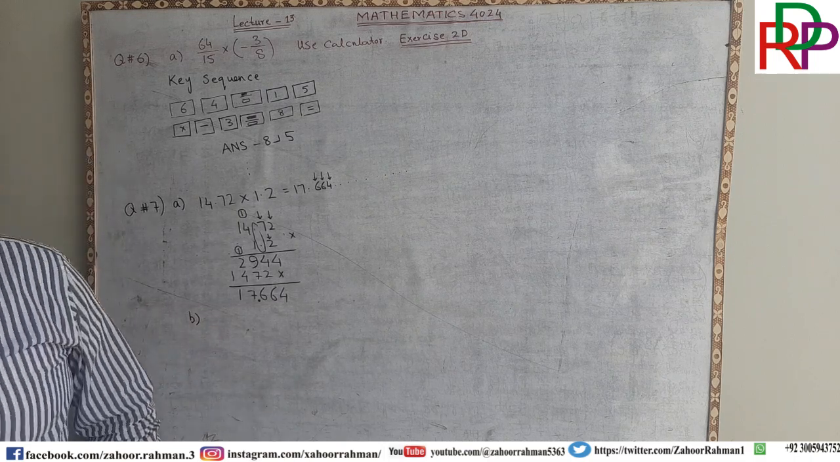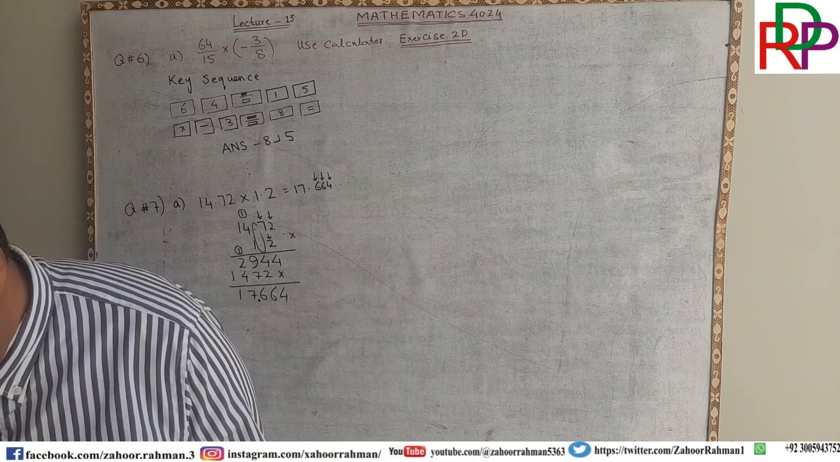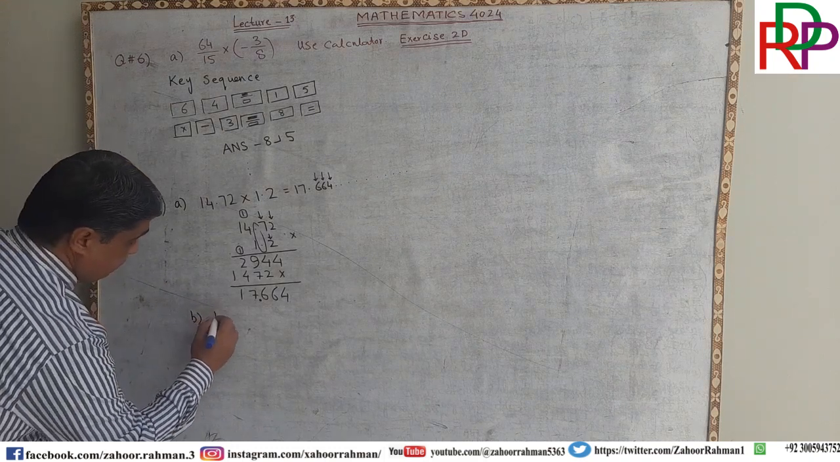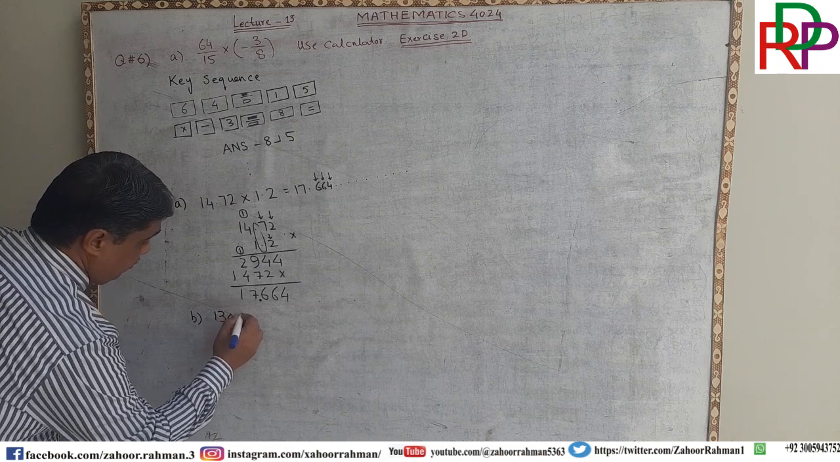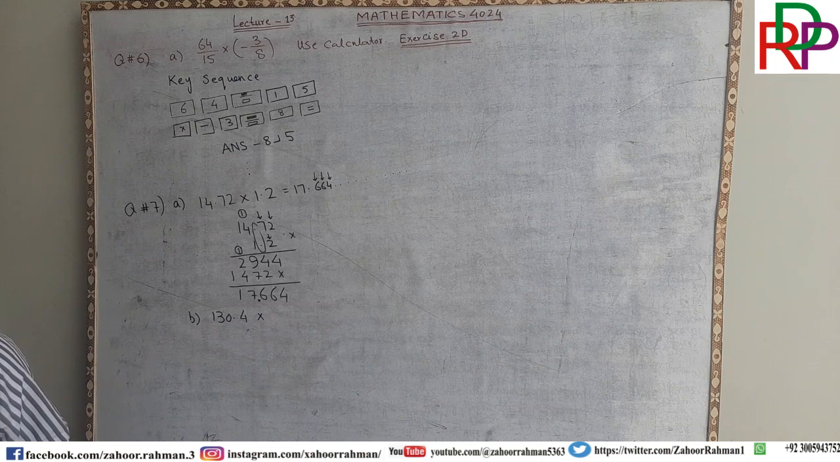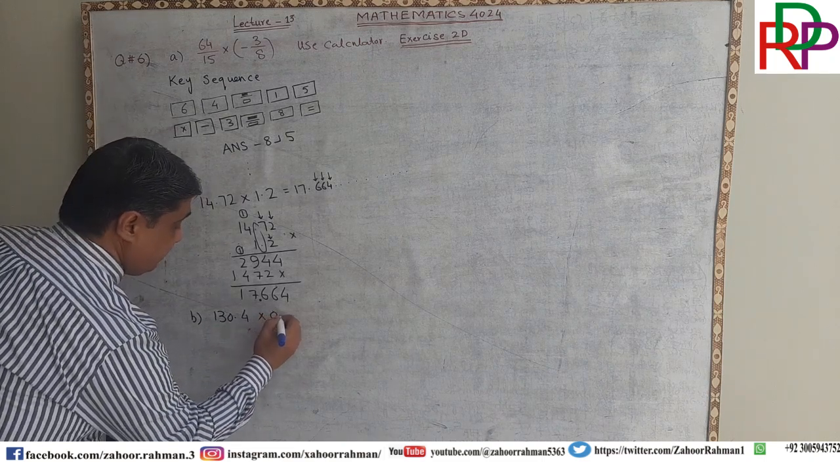Number B part is saying that 130.4 multiplied by 0.15.